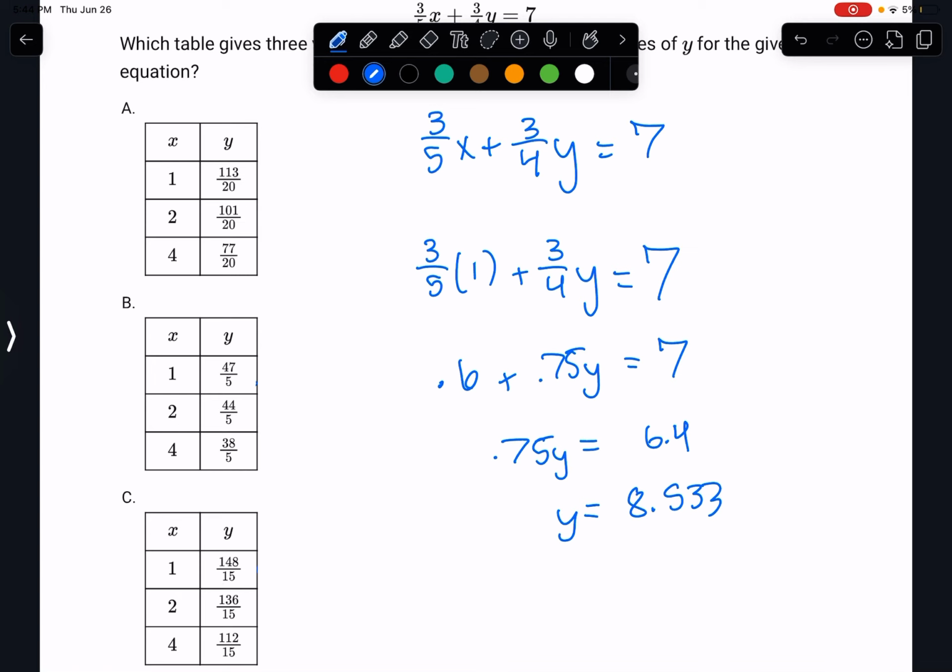I kind of go the long way. It only takes a couple seconds, even though people still consider it the long way. I don't think it's too long. I just convert each one of these into decimals. To do that, I just plug it in the calculator.